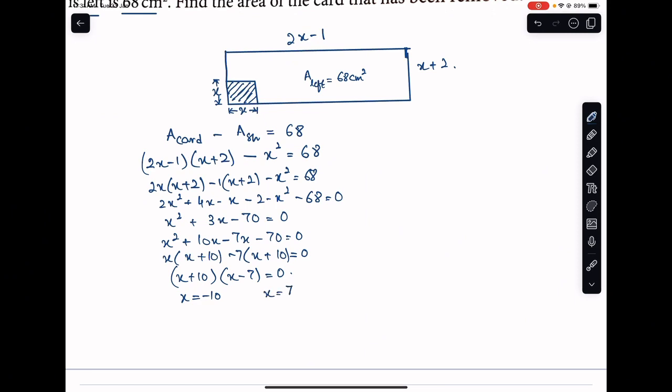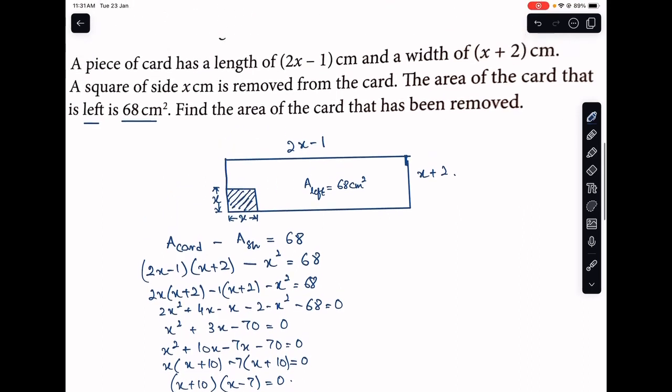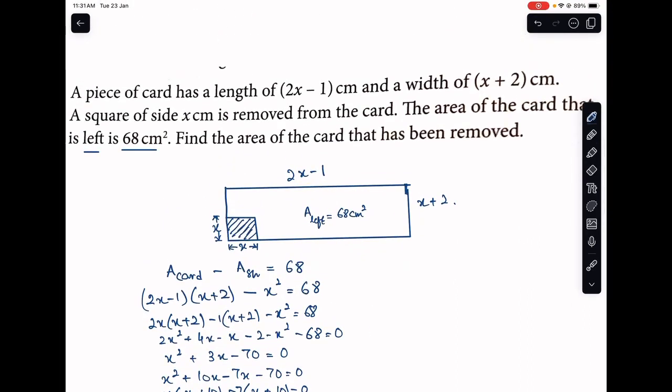Now here, because we know that we are talking about the length of the card that has been removed, and length can never be negative, therefore x equals negative 10 is going to be the value which is not possible. But we can say that the length of the card that has been removed is equal to x centimeters. According to the question, we were supposed to find the area of the card that has been removed. This is what we are supposed to find out.